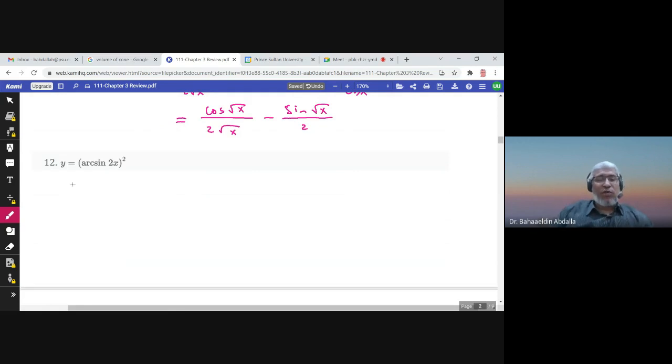This is the chain rule. y prime is 2 times sine inverse 2x to the power 1 times the derivative of sine inverse, which is 1 over square root of 1 minus u squared, where 2x squared would be 4x squared, times the derivative of 2x, which is 2.